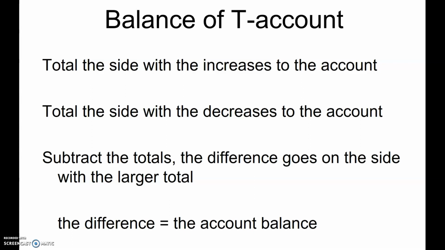The way you find the balance in a T account is you add up the debit side of the T, you add up the credit side of the T, and then you subtract the totals. The total of the debits and the total of the credits gets subtracted, and that's the balance of the account. And you put the balance on the side of the T that had the larger total.